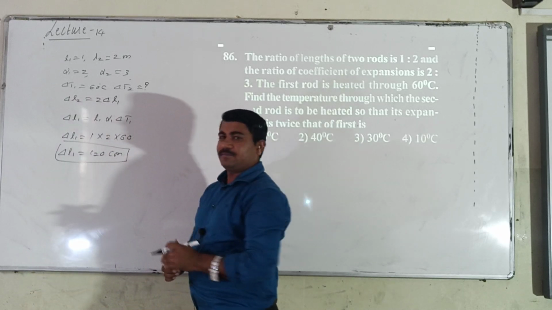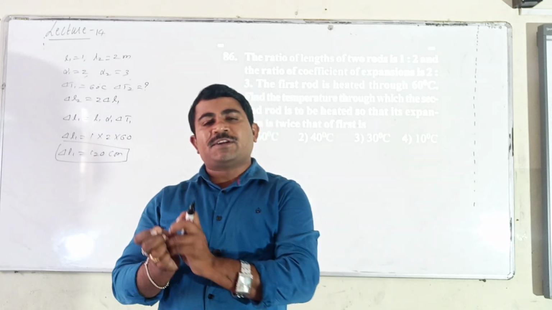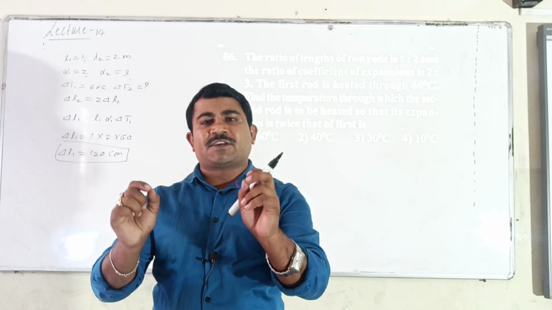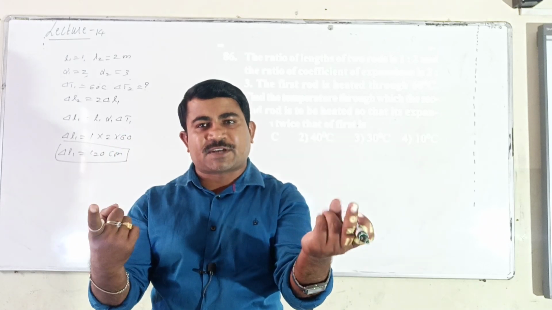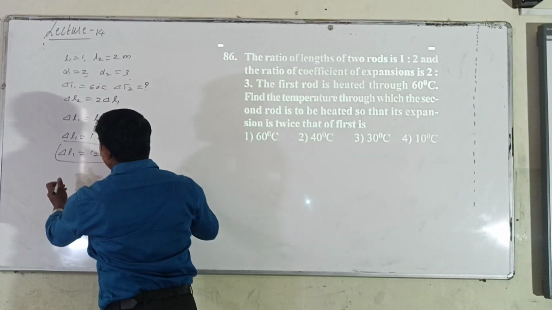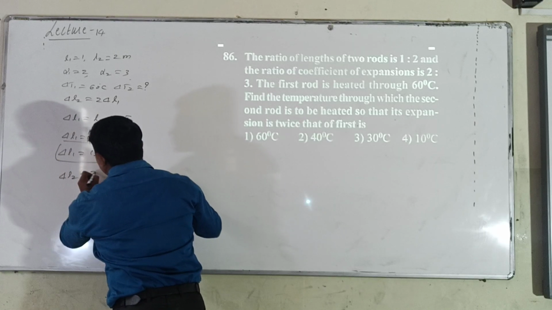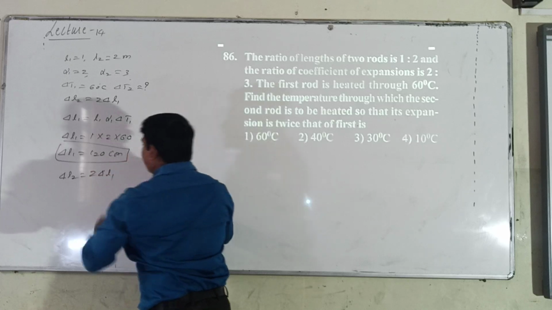Right? Then what is the condition? We are heating the second rod in such a way that its length increases to 2 times that of the first. At what temperature? See here, what is the condition? Del L2 is equal to 2 into del L1, I need.